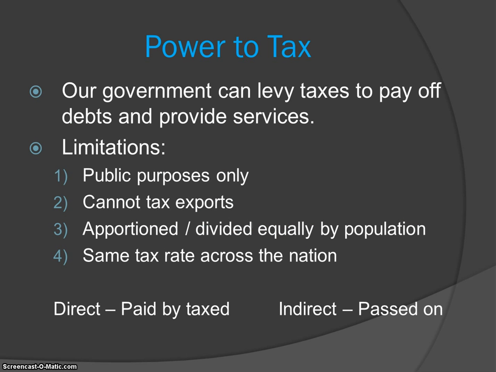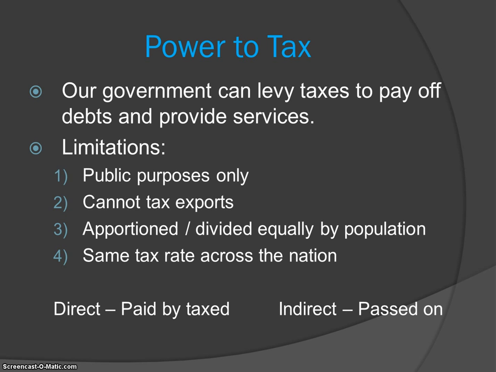First power is one of the most essential and important powers for Congress, and that is the power to tax. Our government can levy taxes, that means create taxes, to pay off debts and to provide services. So when our country first formed, we fought a revolution. The revolution cost a lot of money. Since we didn't have any money, we borrowed a lot and we had a large debt. To pay off that debt, we had to tax.